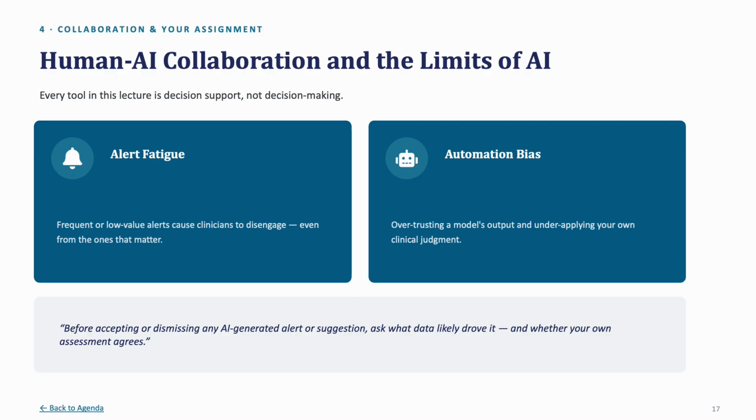Every tool we've covered today is decision support, not decision making. Two failure modes are worth naming: alert fatigue, where frequent alerts cause you to disengage even from the ones that matter, and automation bias, where you over-trust a model's output and under-apply your own judgment. A good habit: before accepting or dismissing any AI-generated suggestion, ask yourself what data likely drove it, and whether your own assessment agrees.